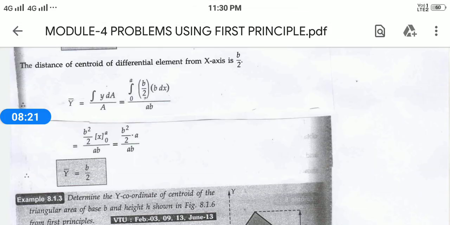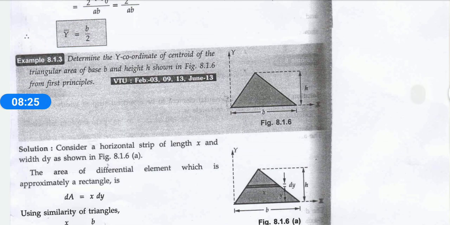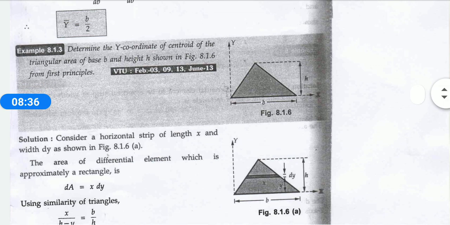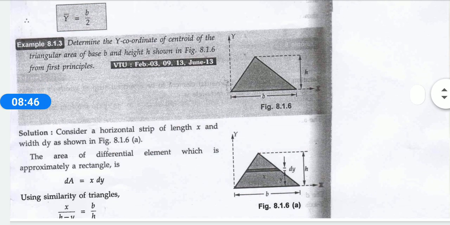Now we'll go to the next problem. As I said, everything is a common procedure and it doesn't have a value. So you have to be very careful in doing this, just like a derivation. Consider this as a derivation and do it. Now I'll tell you this problem: determine the y coordinate of the centroid of the triangular area of base B and height h, as shown in the figure, using first principles.